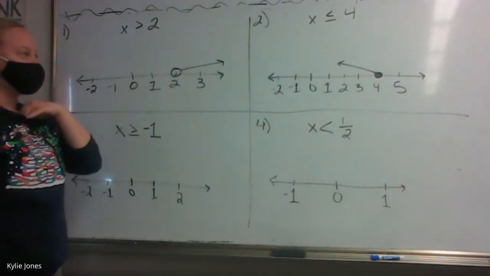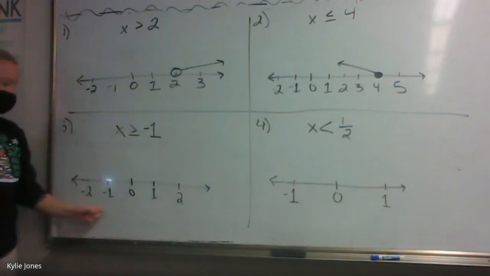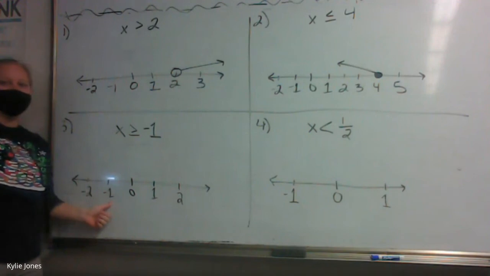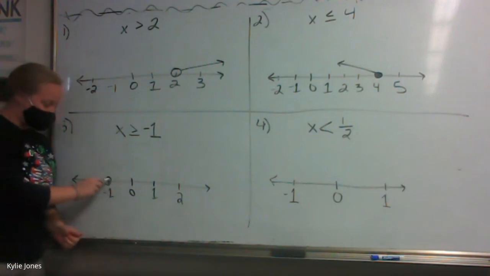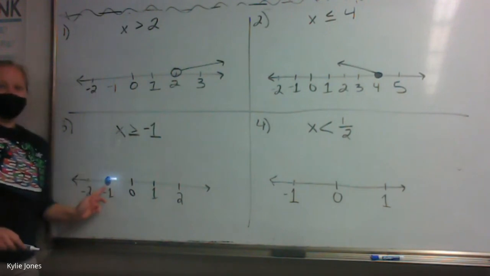Okay? Our next one, number 3 here, says x is greater than or equal to -1. So we're on -1, correct? What sort of circle will it be? Open or closed? Closed. It's an answer. Good. This is equal to, so it's a closed circle.